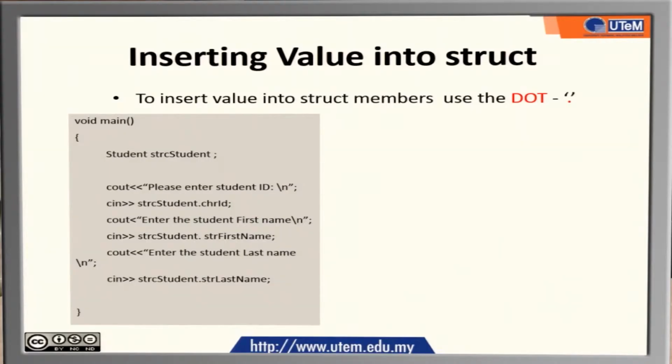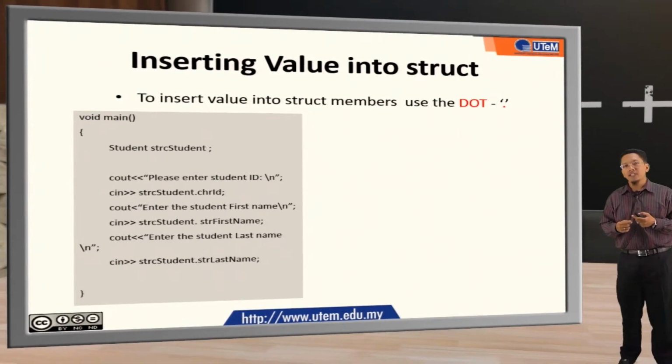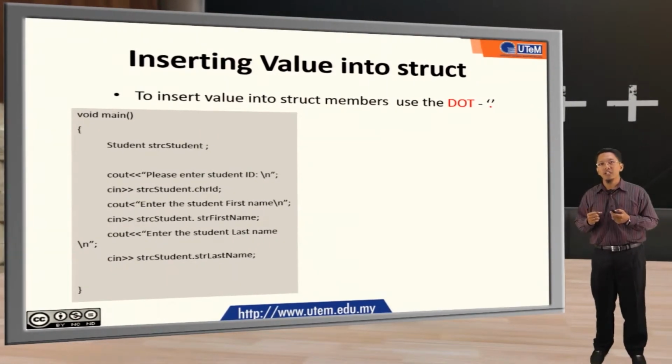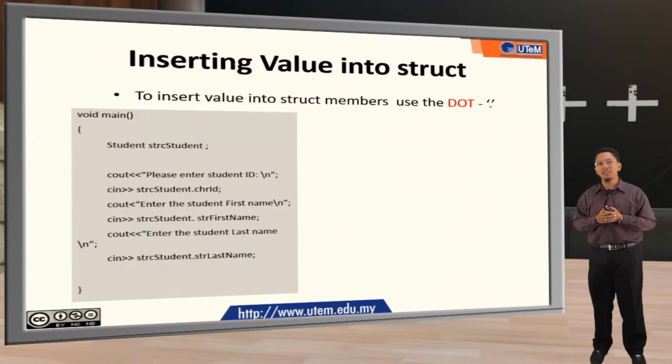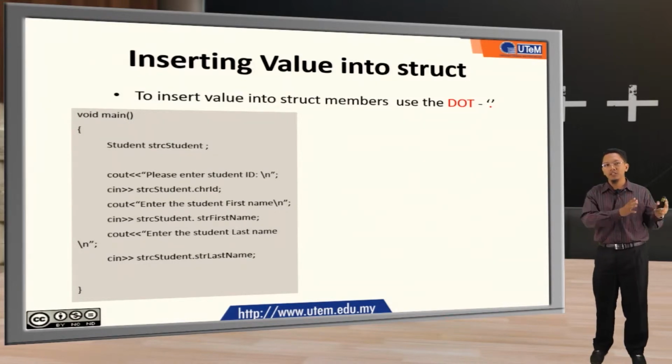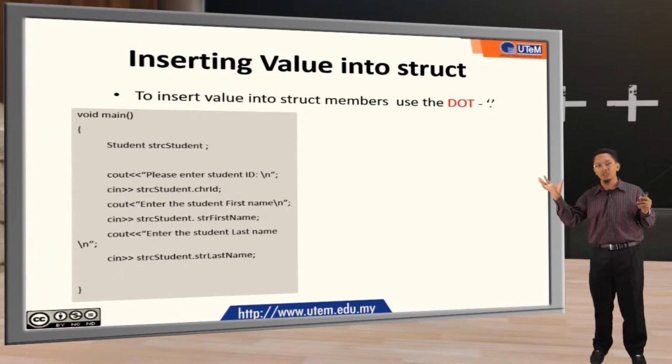Okay, how to actually insert a value inside a struct? To insert a value, basically just use the dot. For those who are familiar with object-oriented programming, this is similar, where you use the variable name followed by a dot and also the members of the struct.